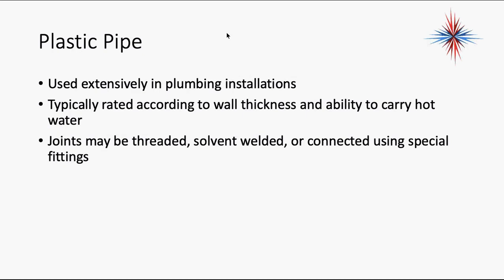Plastic pipe is used extensively. This is by far the primary piping. It's cheap, it's easy to install, you don't have to solder, you prime it and glue it together. It's typically rated according to wall thickness and its ability to carry hot water. Joints may be threaded, solvent welded, in other words, that's your primer and cement, or connected using special fittings.